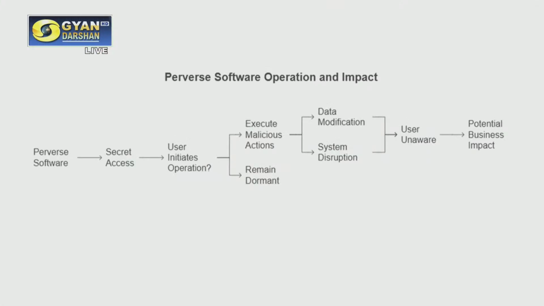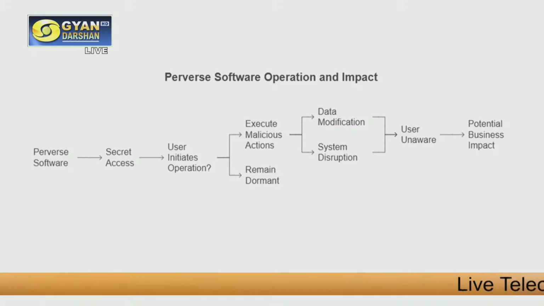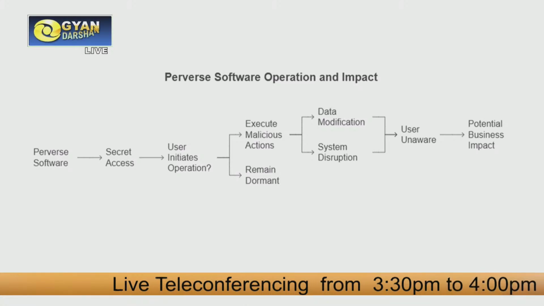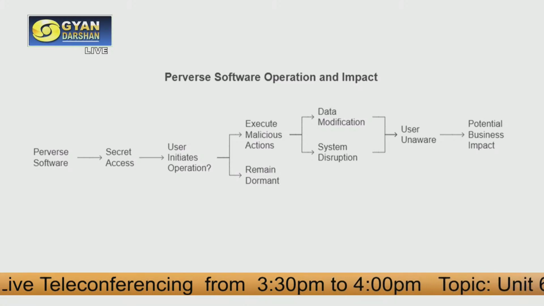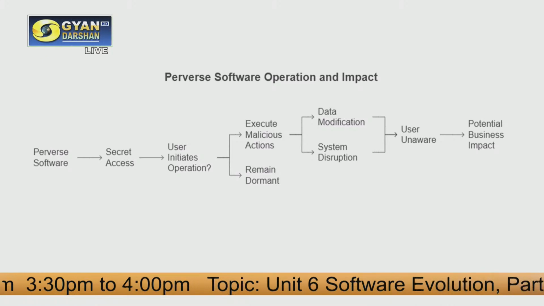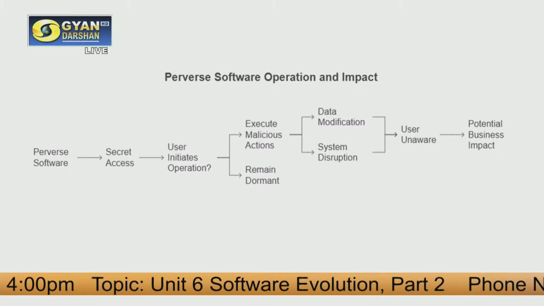Thereafter, we are having the real concern nowadays. These are the perverse softwares. Perverse softwares are actually the malwares. They access the data in an unauthorized way, and we need to understand their working so as to have a protected environment. So, perverse softwares are actually accessing the system in a secret manner.